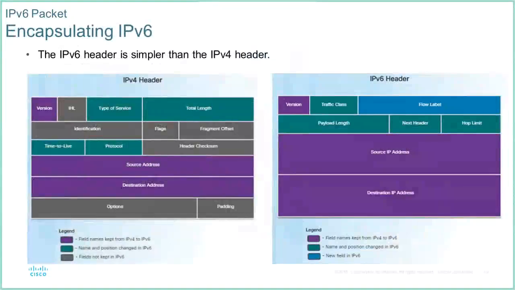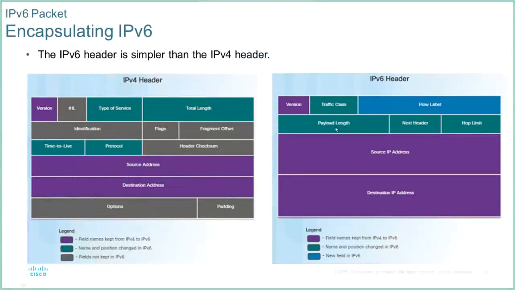So looking at the IPv4 header on the left, we can see it has quite a lot more fields in it than the one on the right. So basically, the main ones are still there, the purple ones: the version, and the source and destination IP address are the main ones that everybody talks about. We now call traffic class our type of service or our quality of service information, which works in conjunction with the flow label.